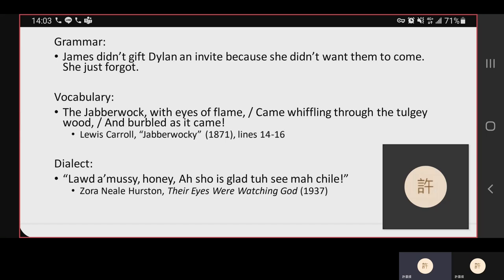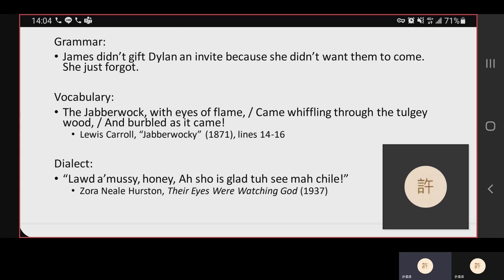The same thing goes for vocabulary. This is a famous nonsense poem from Lewis Carroll, from Alice in Wonderland. 爱丽丝梦游仙境。 The Jabberwock with eyes of flame came whiffling through the tulgey wood and burbled as it came. Four of these words have no meaning. And yet, when a native speaker reads this sentence, they still have a general idea of what this sentence means. And it is because of, not only because of the grammar, like where the word is in the sentence, but also because of the sound of the word and how the word is spelled, what it looks like and what it feels like.